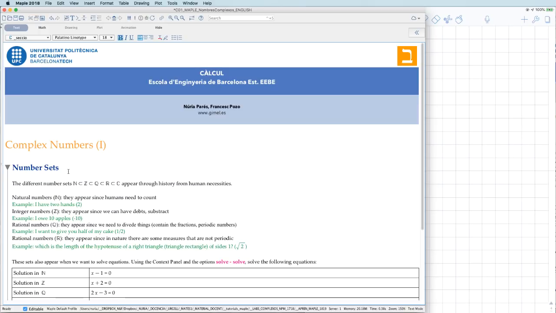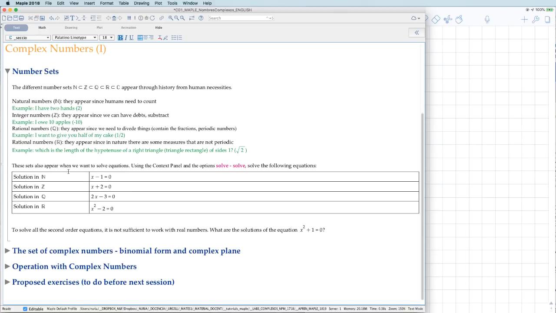So just to start, a brief description of which number sets we know. We know the natural numbers, the integers, rational and real numbers. They appear in history because of natural numbers: when we need to count, we have two hands, so we need natural numbers then. Sometimes we can have debt, so instead of having 10 apples, we owe 10 apples, so we have minus 10 apples. Then we also need to divide things, so we can have 1/2 of a pie. So rational numbers contain the fractions and periodic numbers.